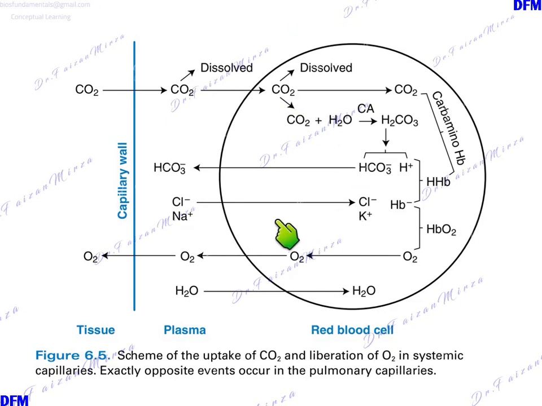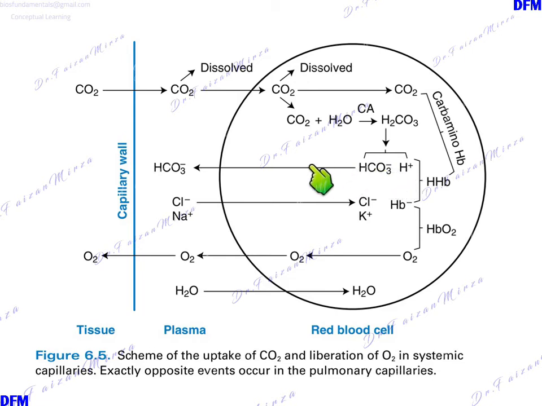This sums up what we have just discussed. The carbon dioxide from the capillary wall diffuses, it moves into the plasma. From the plasma, it comes into the red blood cell. Inside the red blood cell, some of the carbon dioxide dissolves and combines with water to form H2CO3. This reaction is catalyzed by the enzyme carbonic anhydrase. H2CO3 will dissociate into HCO3 ion and H plus ion.